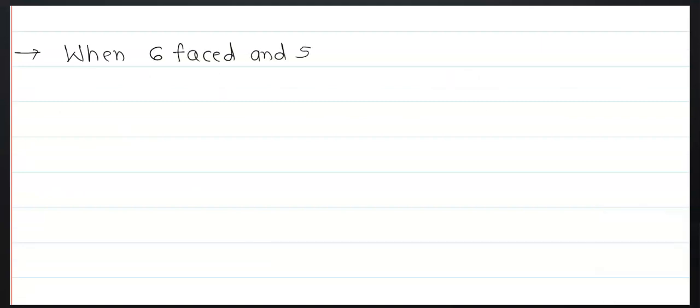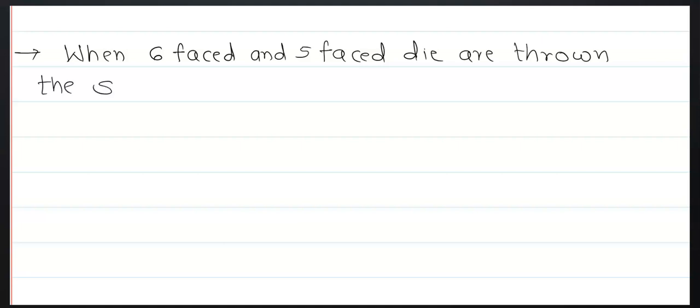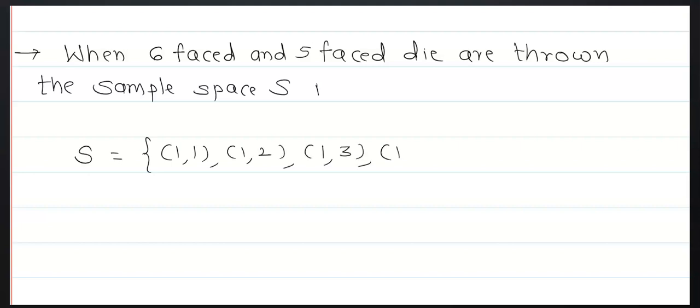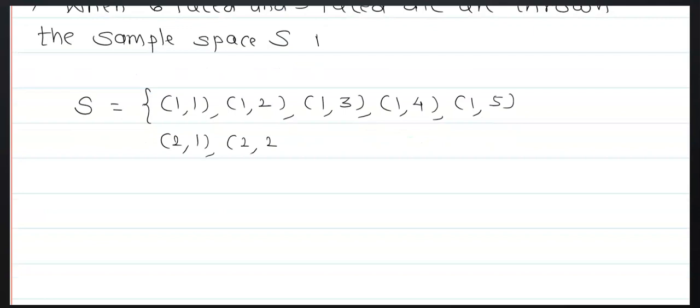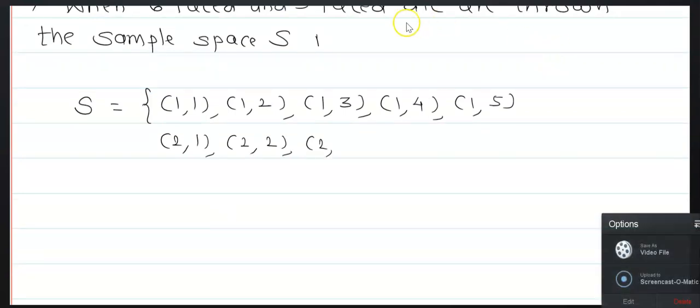Now in the first case the die has 6 faces and in the second case it has 5 faces. The dice are thrown. The sample space will start with 1 1, 1 2, 1 3, 1 4, 1 5. For the second die there are only 5 faces, so the last number is 5.